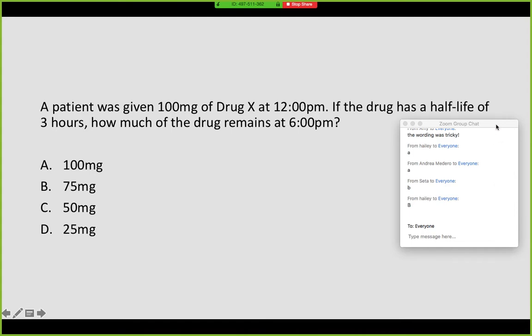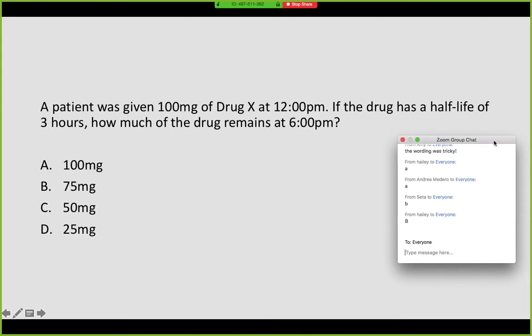Okay. A patient was given 100 milligrams of drug X at 12 p.m. If the drug has a half-life of 3 hours, how much of the drug remains at 6 p.m.? Right, good job. So 25. Is everyone good with that? So at 3 p.m., how much of the drug would be left? Just to make sure we got it. Right, C, 50 milligrams.